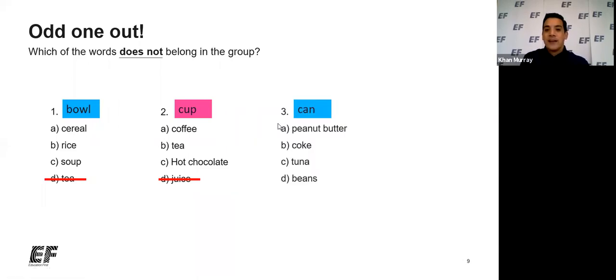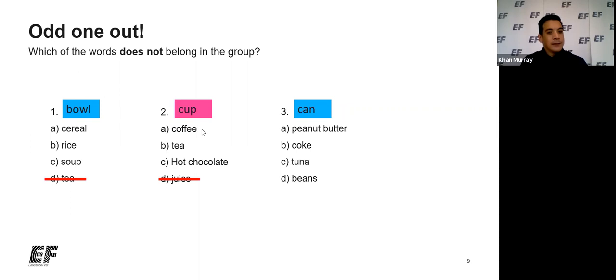Two more. The next one here, can. What do we use a can of for? Peanut butter, Coke, tuna, or beans? Go ahead and comment. I see most people have put A. Some people have put different ones.